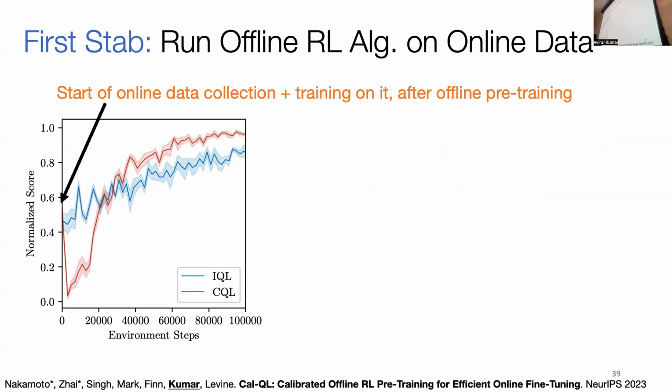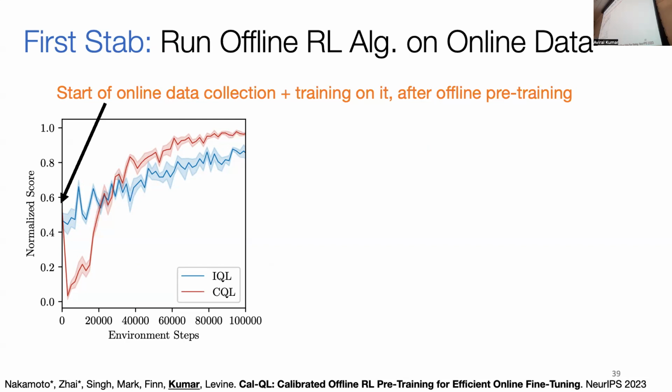So just to understand what this plot means, I'll explain some notation. On the x-axis, I'm plotting the number of environment samples collected during online fine-tuning. The offline pre-training is done already, and now you're simply collecting new online data to refine your policy. The y-axis is plotting the performance. In this case, it's score or return; they're both the same.